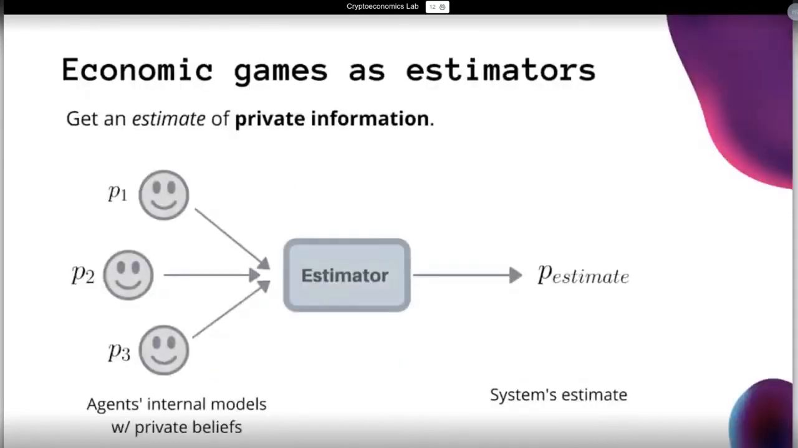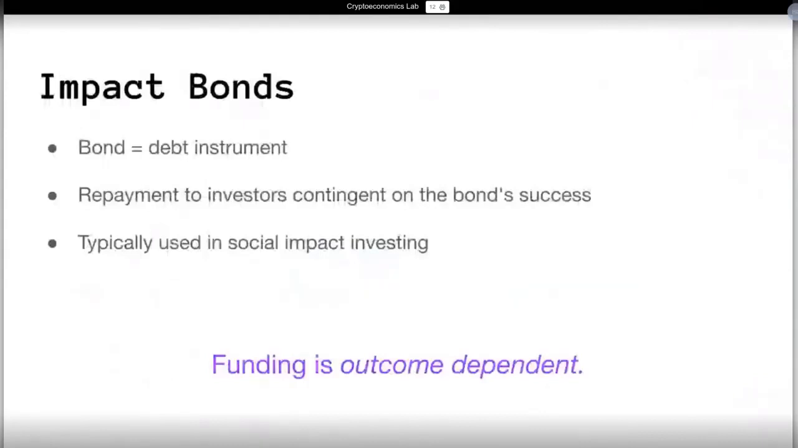So now we're going to be applying these concepts to a particular kind of bond called an impact bond. The impact bond is essentially a bond, which is a debt instrument, but it's called an impact bond because it's typically applied to social impact investing applications. And an impact bond is also an outcome-dependent funding mechanism, meaning that the repayment to investors at the end of this bond, or when you're cashing out the bond, is dependent on how successful the bond is.